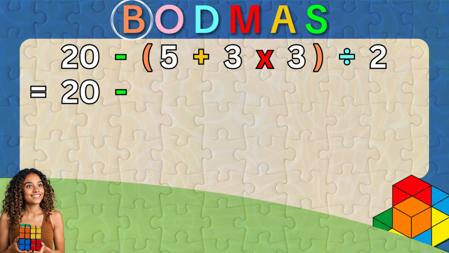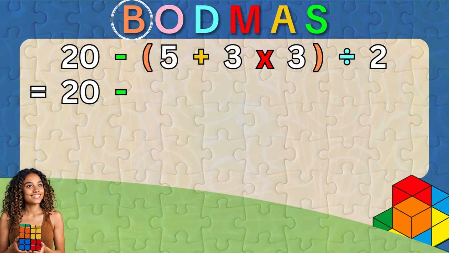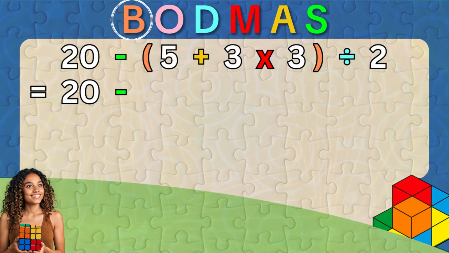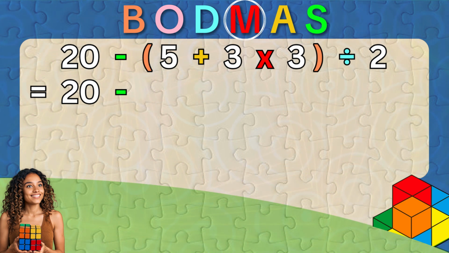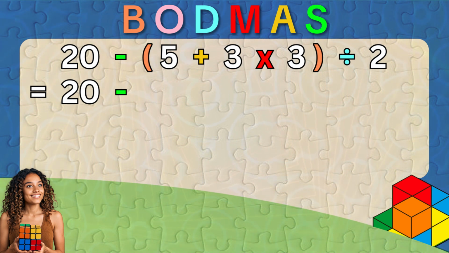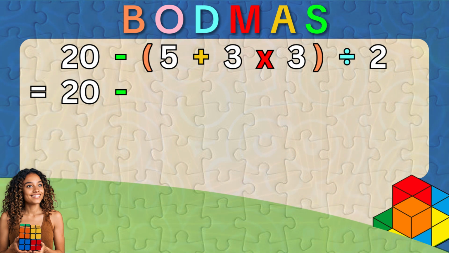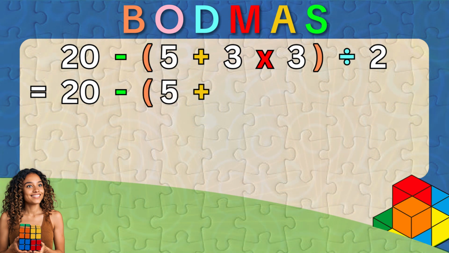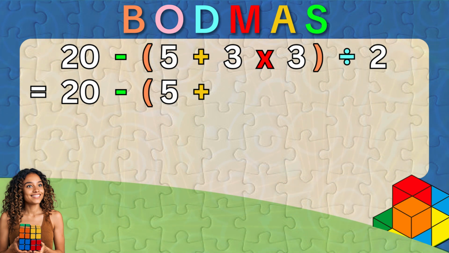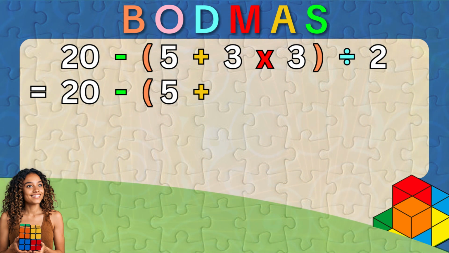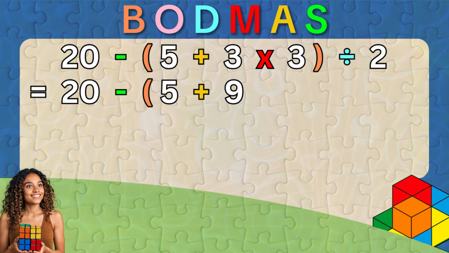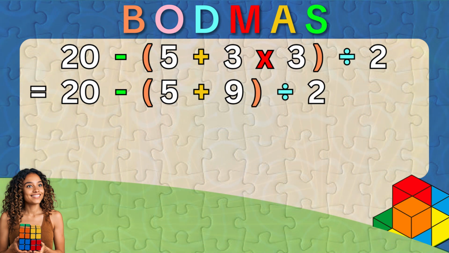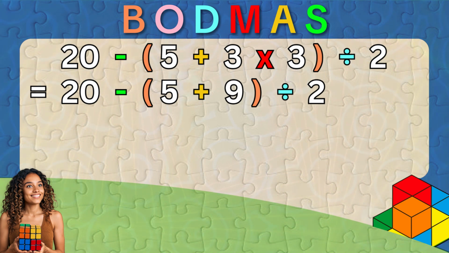Inside the brackets, we have addition and multiplication, and even though they are inside the brackets, nothing changes. It's still going to be multiplication first in the order of operations. So we don't add yet, we open the bracket and write down the 5 plus, and then operate on the multiplication. So 3 times 3 is 9. Let's write that in and close the bracket, and then we'll write the divided by 2 after the closed bracket.